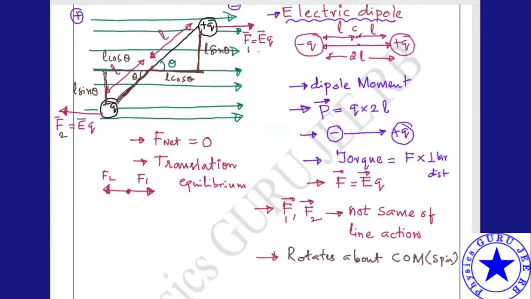Now the torque expression. Torque equals force into perpendicular distance. Force is nothing but E into Q, so torque is E into Q into the perpendicular distance L sine theta. Hope it is clear to all of you. The perpendicular distance of force is the distance between F and the axis of rotation. Hope it is clear till this point, right? So EQ into L sine theta.